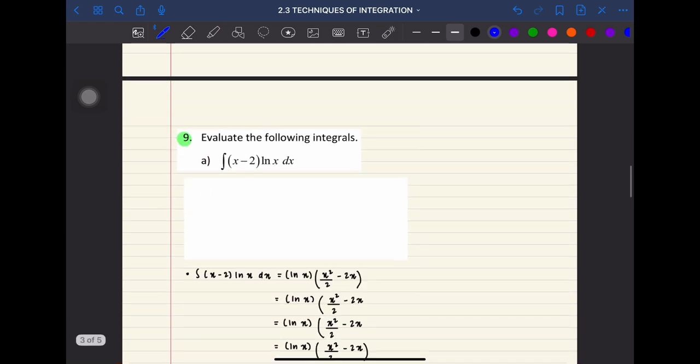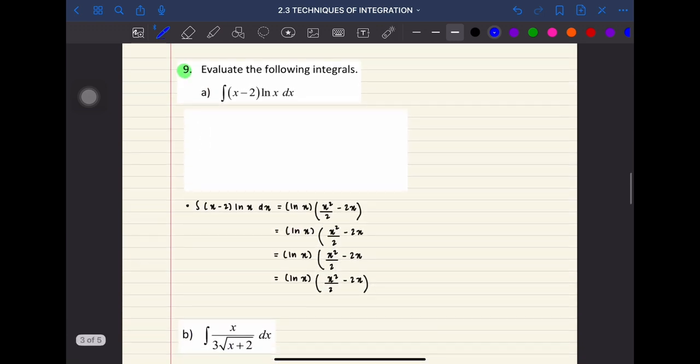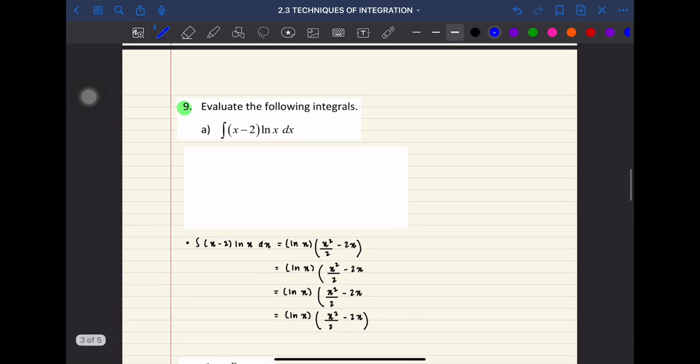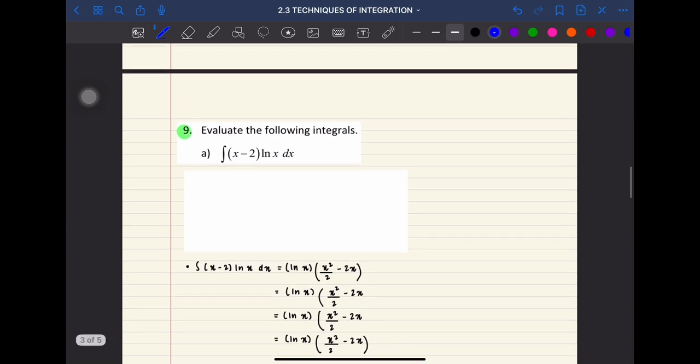Now moving on to question 9. For this question, obviously you cannot directly integrate. And if you use the substitution method, there will be no way out, and I think it will become more complicated. Since we cannot use those two methods, we're going to try another technique of integration, which is by parts. If you still remember, for by parts we're going to use the formula: integral of u dv equals uv minus integral of v du.